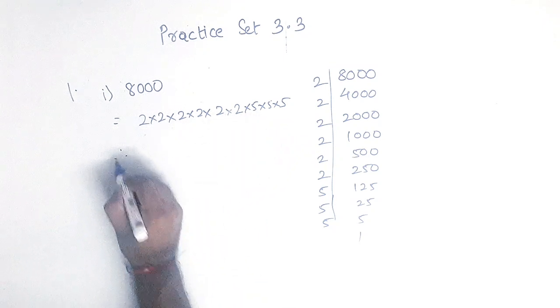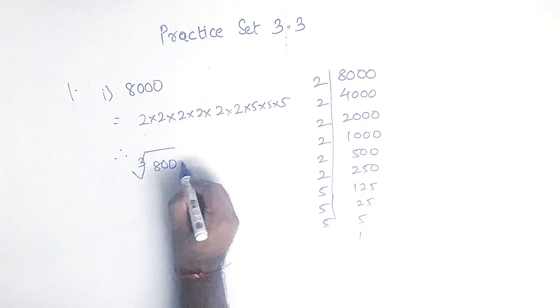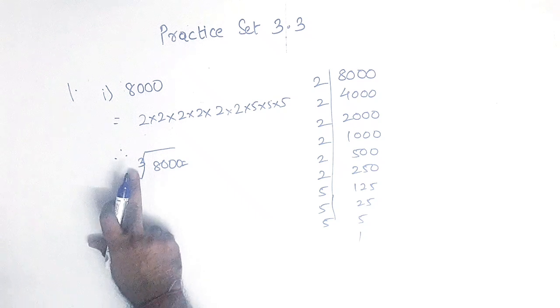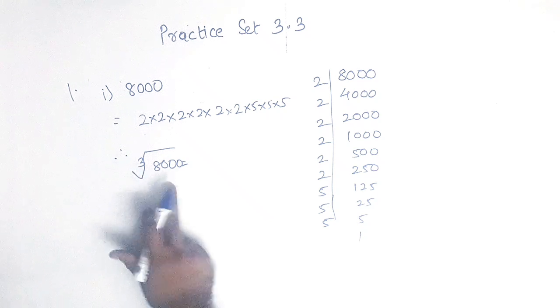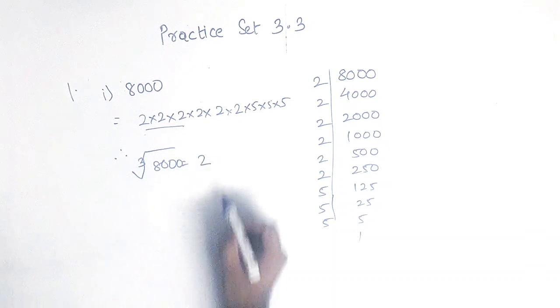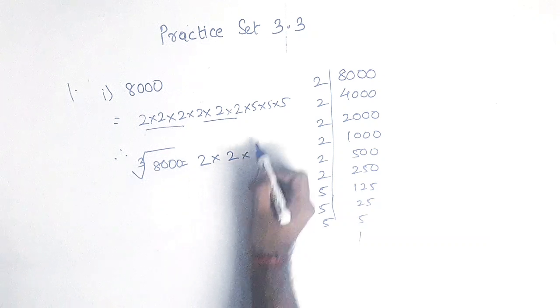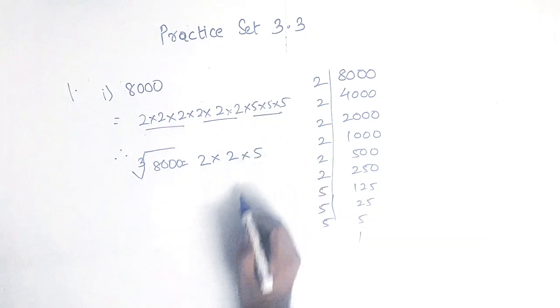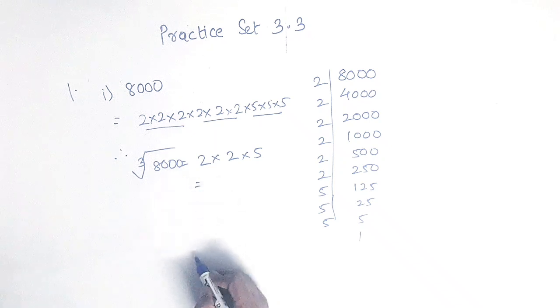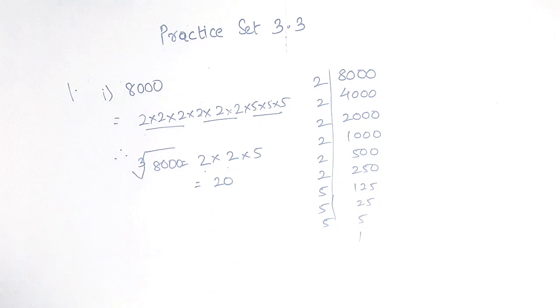Therefore, cube root of 8000 is equal to, when we say cube root, it means three 2's will make up one 2, again three 2's will make up one 2, and here three 5's will make up one 5. So it is 2 twos are 4, 4 fives are 20. So the cube root of 8000 is 20. Understood how to do this? We'll move on to the second one.